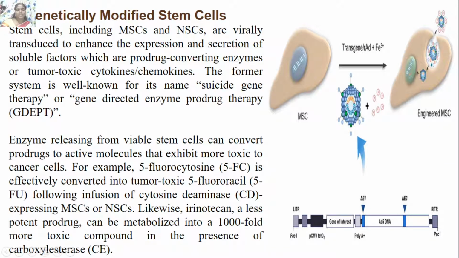The fourth available treatment is genetically modified stem cells in the treatment of cancer. The stem cells, including mesenchymal stem cells and neural stem cells, are virally transduced to enhance the expression and secretion of soluble factors, which are prodrug converting enzymes or tumor toxic cytokines and chemokines. The former system is well known. It is also known as suicide gene therapy or gene-directed enzyme prodrug therapy.